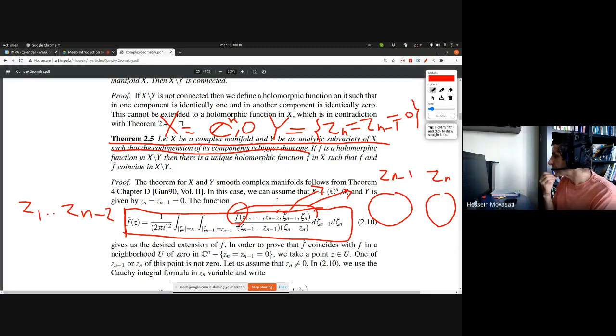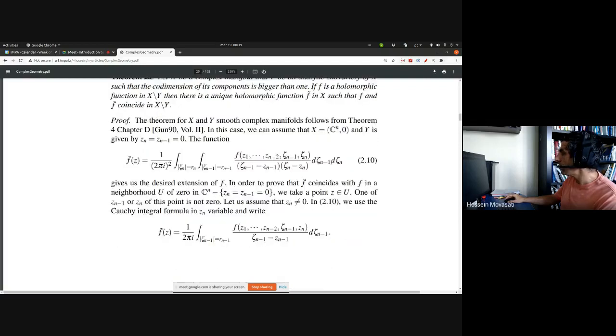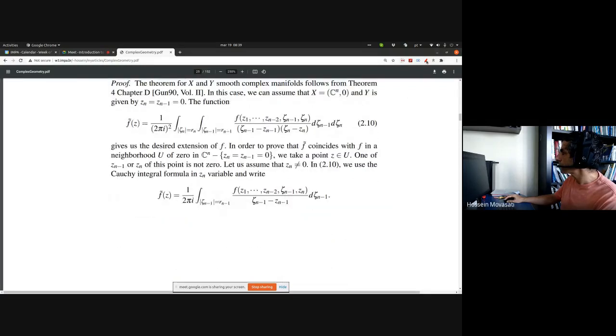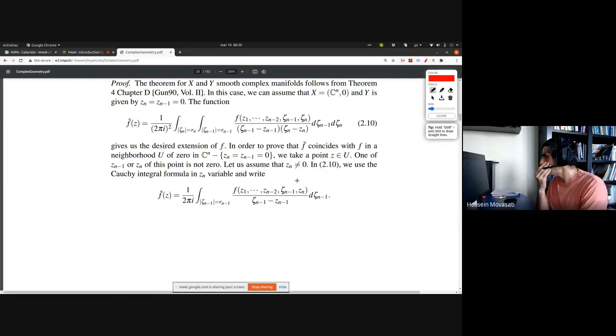and it is also holomorphic in Zn and Zn minus 1 just by this integral formula. So what we have to show is that this f tilde coincides with f at least in some open set.